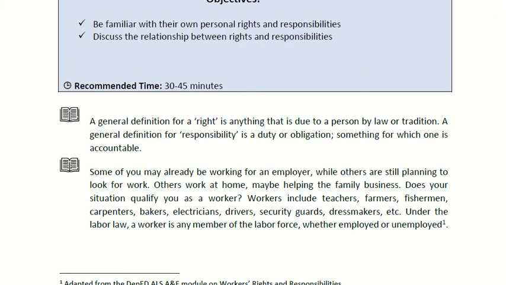Some of you may already be working for an employer while others are still planning to look for work. Others work at home, maybe helping the family business. Does your situation qualify you as a worker? Workers include teachers, farmers, fishermen, carpenters, bakers, electricians, drivers, security guards, dressmakers, and many others. Under the labor law, a worker is any member of the labor force, whether employed or unemployed.